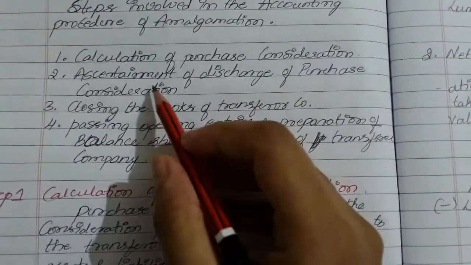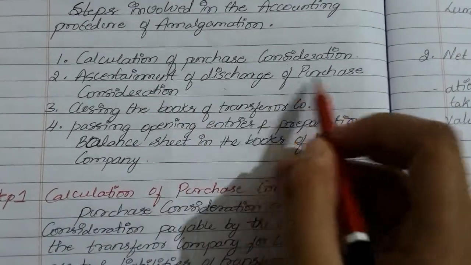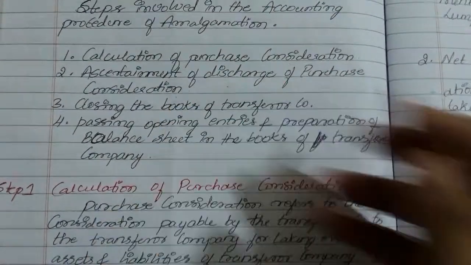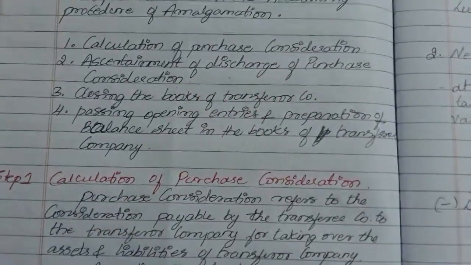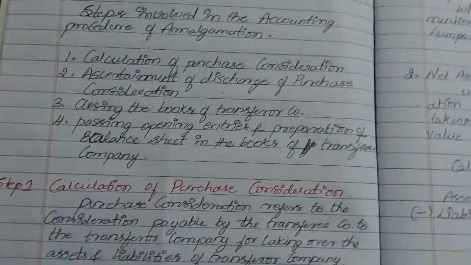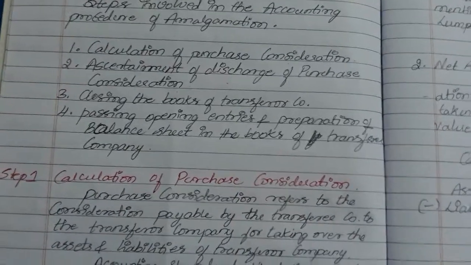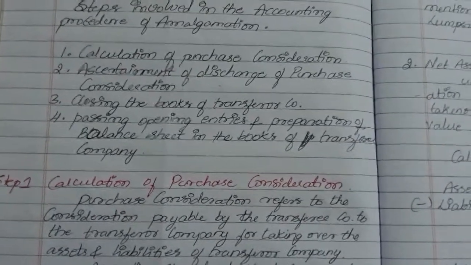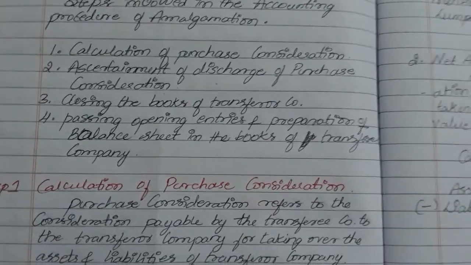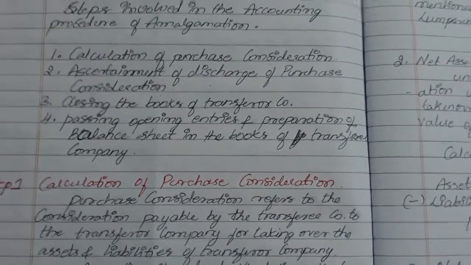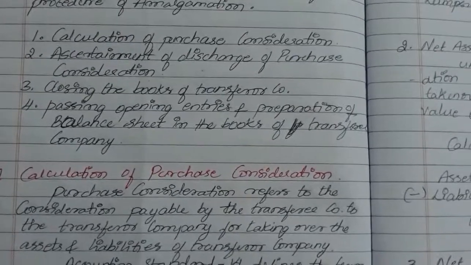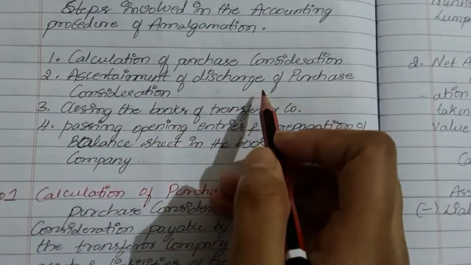And then next, ascertainment of discharge of purchase consideration. In this step we will be discharging the purchase consideration, that is, how much is to be paid to equity shareholders and how much to preference shareholders. On what basis we are paying them, that is regarding discharge of PC.